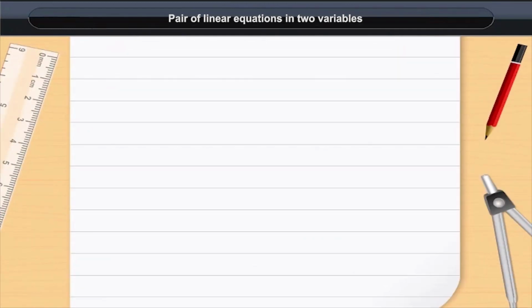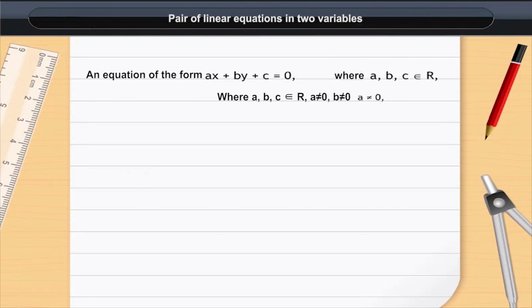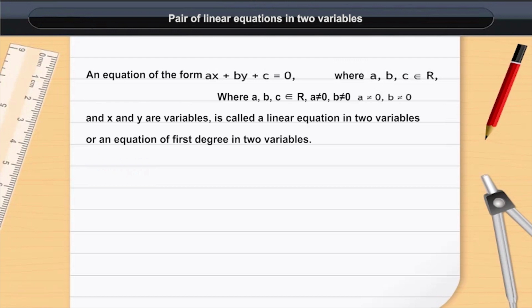Pair of linear equations in two variables. An equation of the form ax + by + c = 0, where a, b, c belong to R, a is not equal to 0, b is not equal to 0, and x, y are variables, is called a linear equation in two variables, or an equation of first degree in two variables. For example, 3x + 7y = 9, 2x - y = 0.